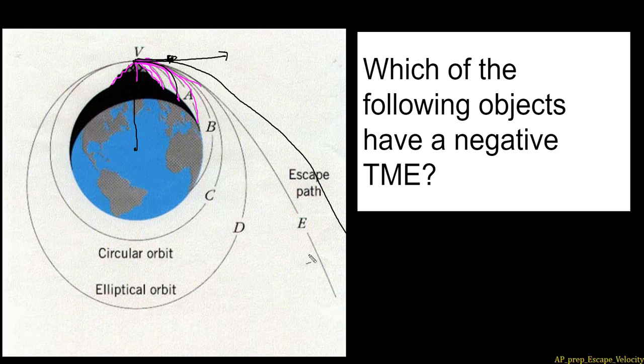This is where we're eventually heading. This escape path means it's going to go farther and farther out. It is going to slow down, but the pull from the Earth gets weaker and weaker, and so it makes it out to infinity and never returns. My question to you is: which, if any, of these paths have a negative total mechanical energy?